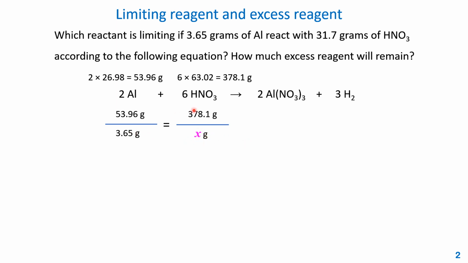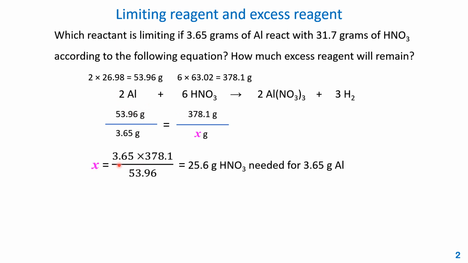X will be the cross multiplication of these 2 numbers divided by this number. So that will be 3.65 times 378.1 divided by 53.96. We can calculate 25.6 grams of nitric acid needed for 3.65 grams of aluminum. Now compare with the given mass. We need 25.6 grams, but we have 31.7 grams. So nitric acid seems like it is more than enough.